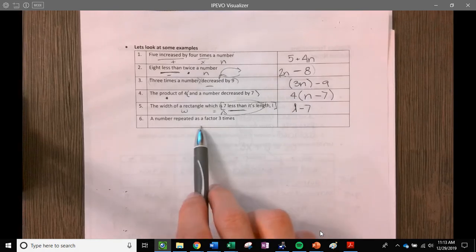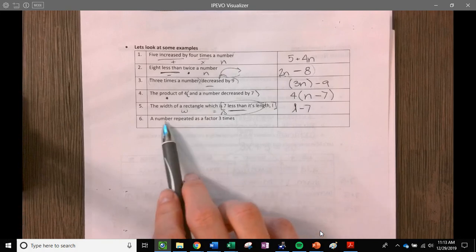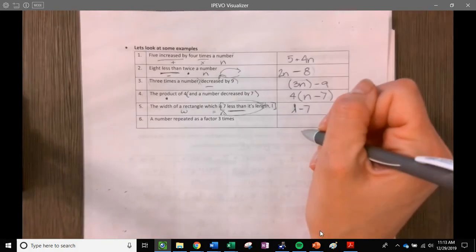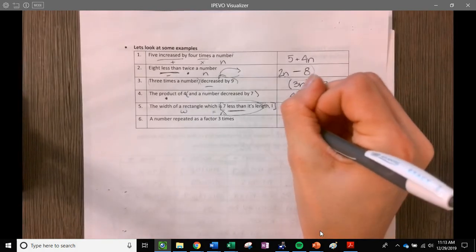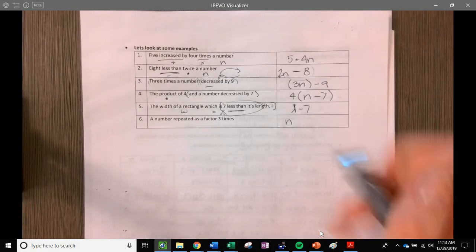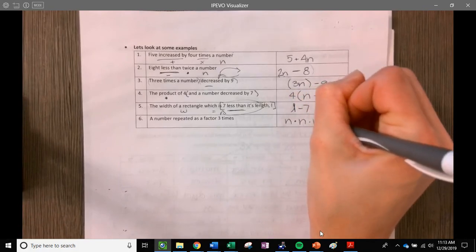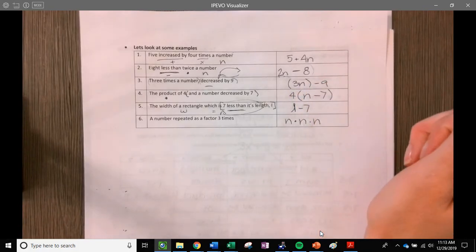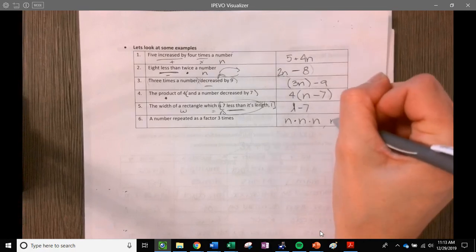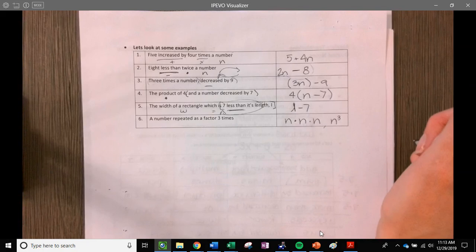A number repeated as a factor 3 times. We know that a factor is something that we are multiplying against something else. So a number, meaning the variable, repeated as a factor 3 times. Factor is multiplying, so we are repeating the number as a factor. N times n times n. Or you could write, if you remember from your exponents, from the vocabulary, n to the third. Either one of those would work.